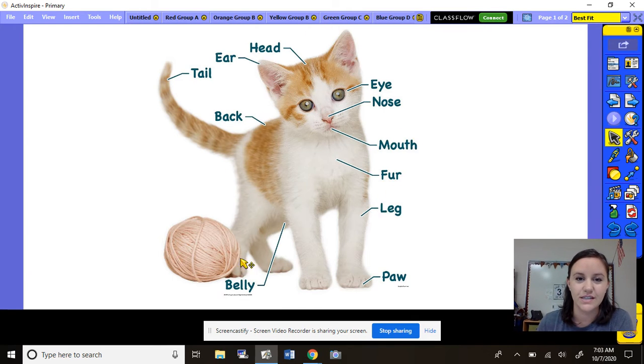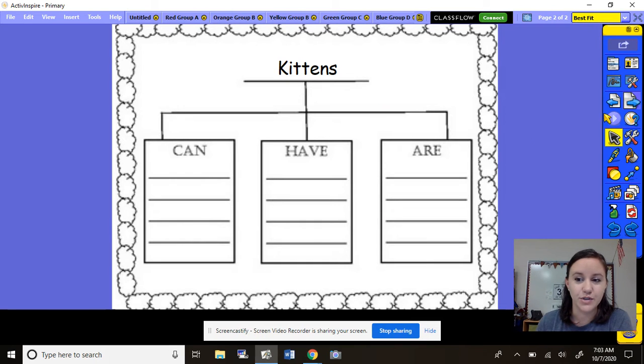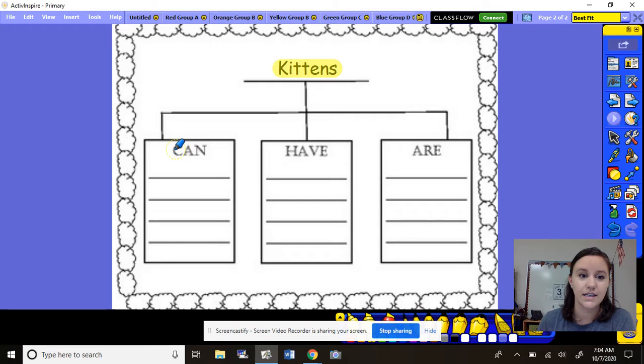So I'm going to use this diagram, this labeled picture, to put it into a chart. I have kittens up top because that's what I'm writing about. And this is a can, have, are chart. So you read it like this. If I was reading this, I would read kittens can, and then I would fill in here. I would say kittens have blank and kittens are blank. So that's how you read a can, have, are chart.